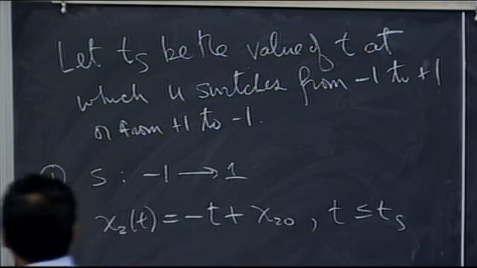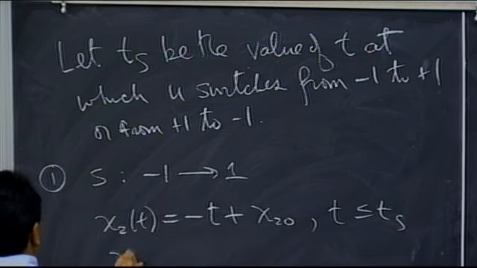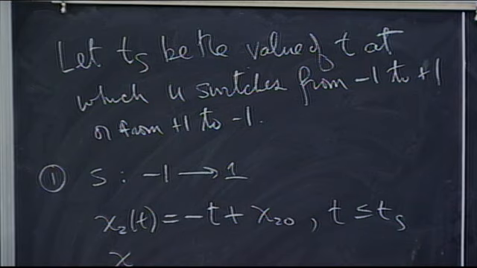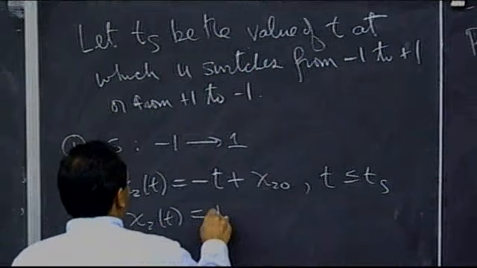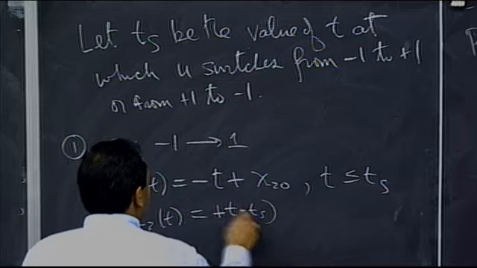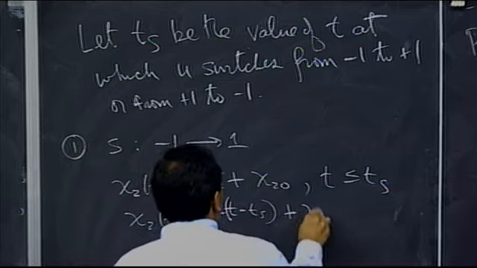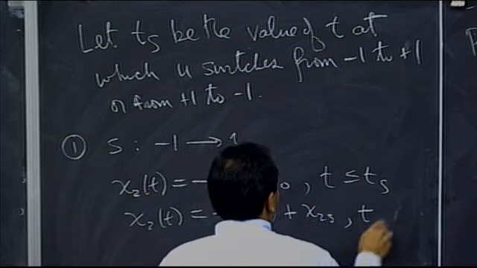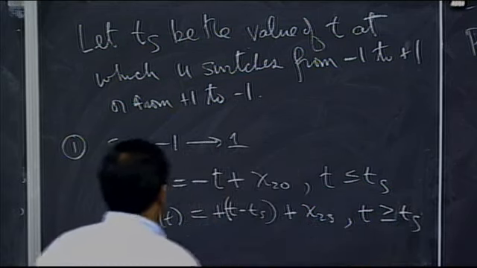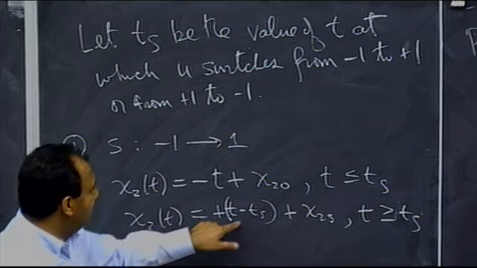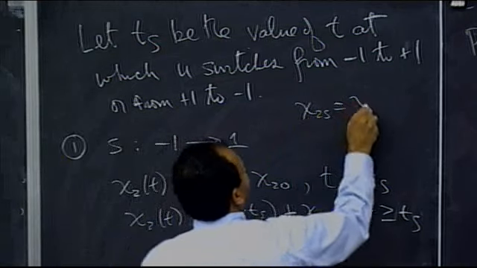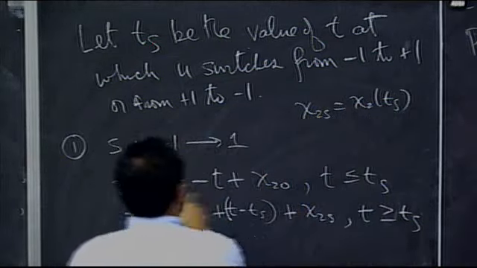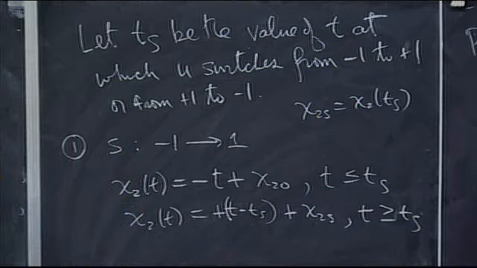And then what you're going to get is, at the switch point, when you switch to +1, you're going to have to say x2 of t is going to equal plus t minus ts, and then plus x2s for t greater than or equal to ts. So if I plug in t equals ts into this equation, I get x2s, where x2s is equal to x2 at ts, which is the value I get when I plug this in up here, right?